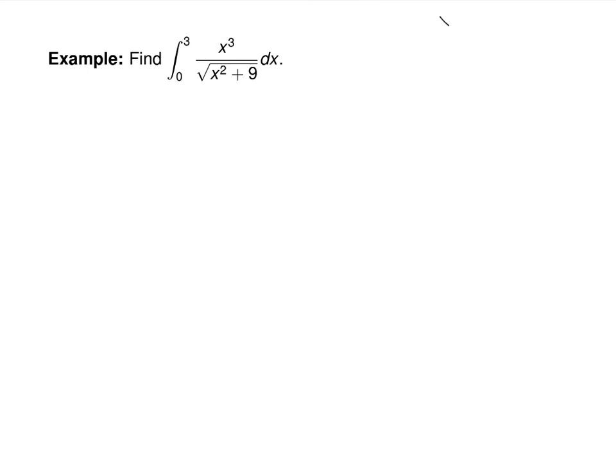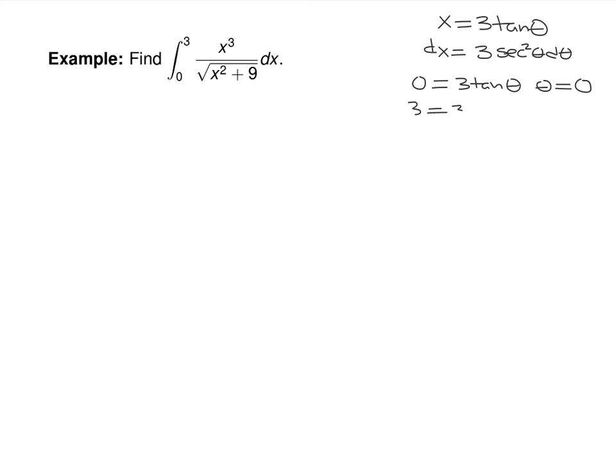So for this instance, you let x equal 3 tangent of theta. dx will equal 3 secant squared of theta d theta. And you have to change your bounds. So here's the different thing. That 0 goes in for the x, not the theta. So 0 equals 3 tan theta. That happens at the angle of theta equals 0. And if you plug in 3 equals 3 tan theta, that implies that 1 equals tan theta. Well, that implies that theta is pi quarters. That's the angle at which sine and cosine are equal, and therefore tangent is 1.